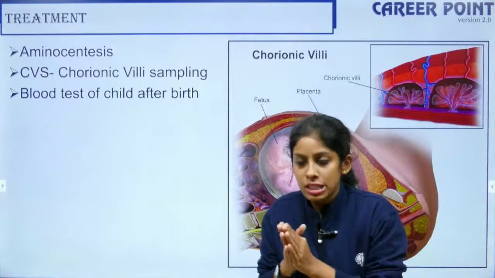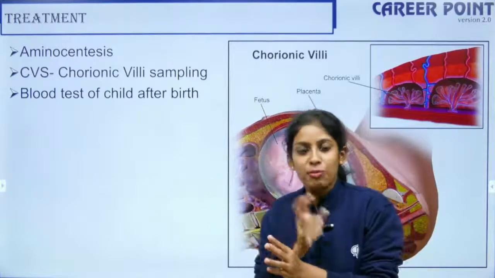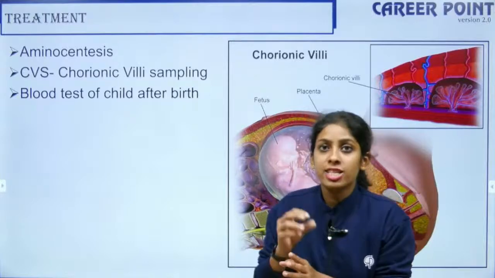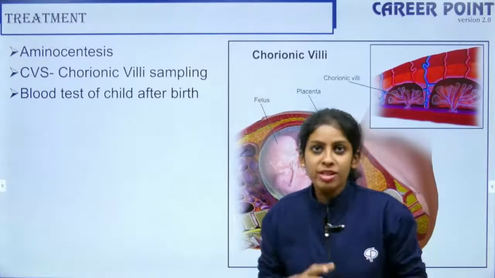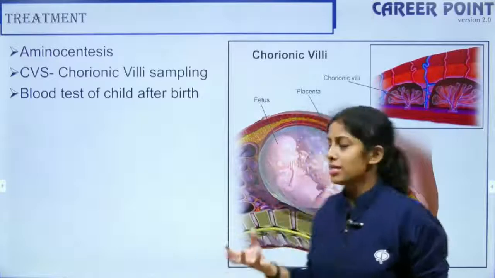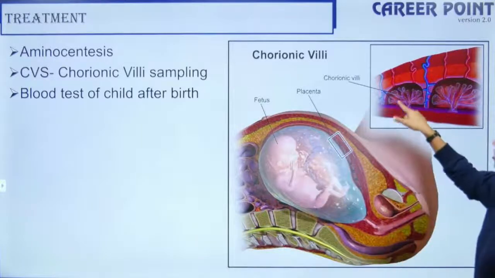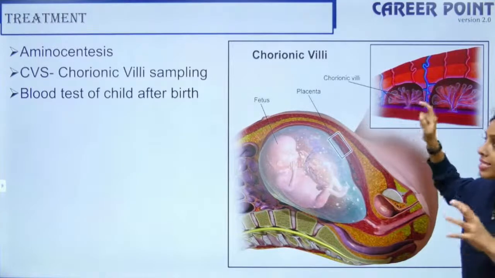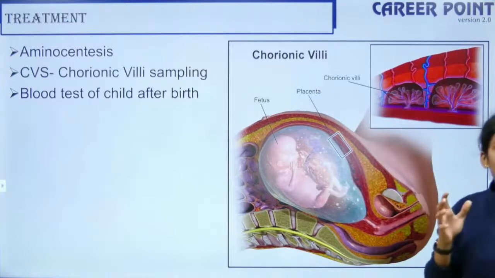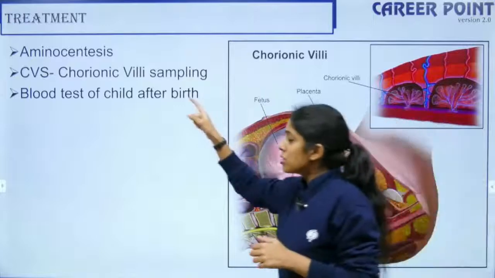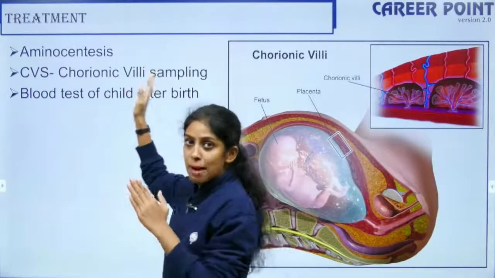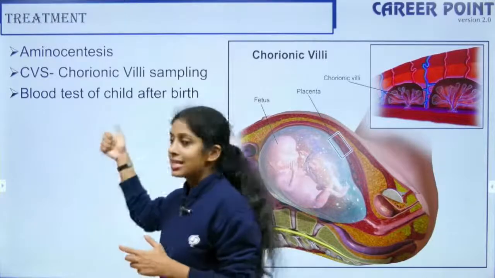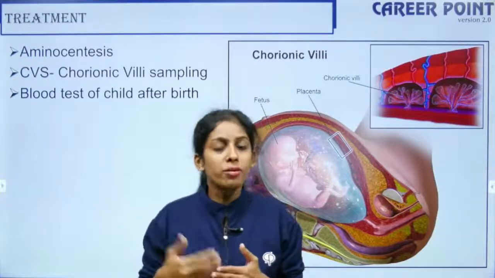Now the placenta forms a barrier between the maternal and the fetal blood, right? The fetus and the placenta are connected by the umbilical cord. So whatever is present in the fetus is connected to the placenta. I take the cells of this region and study whether the child is perfectly normal or not. Amniocentesis and chorionic villi sampling are done before birth. Once the child is born, I do a blood test to see if the child is normal or not.